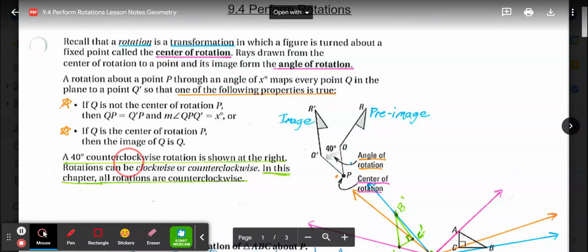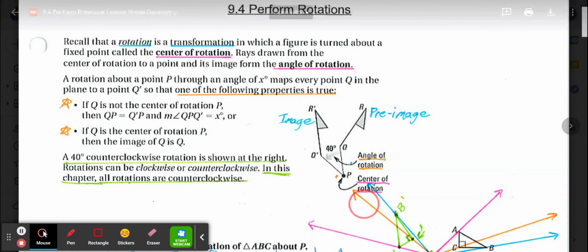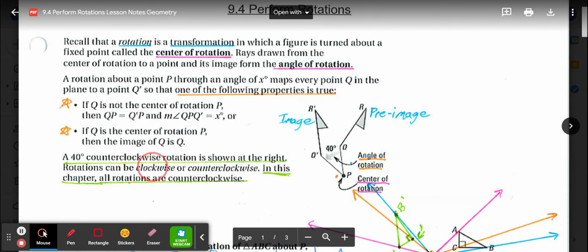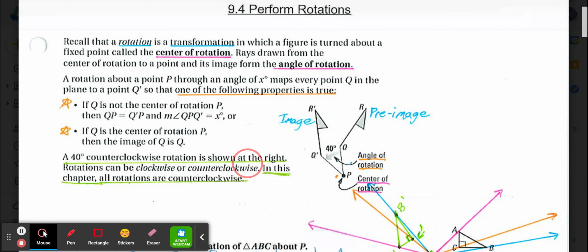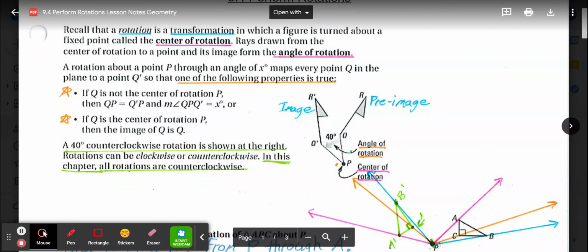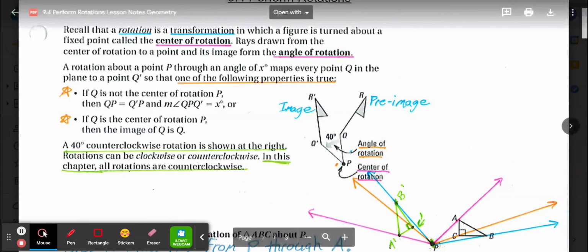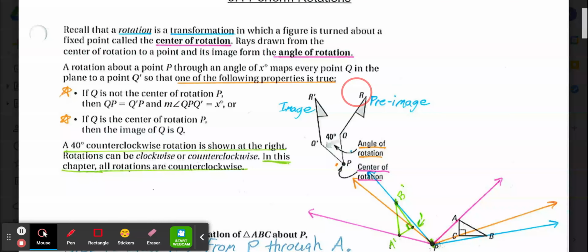So a 40-degree counterclockwise rotation is shown over here at the right. Rotations can go clockwise or counterclockwise. In this chapter, we're only looking at counterclockwise rotations. So everything would be going, if this is our original, it would be going in a counterclockwise direction.